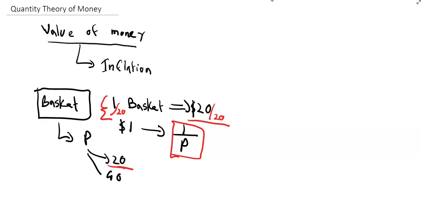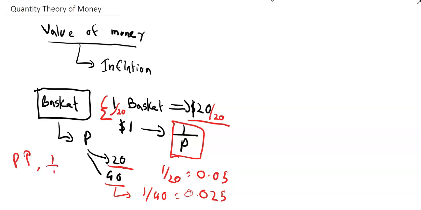If the price, let's say, is 20, then the value of $1 is 1 over 20, which is 0.05. Afterwards, if the price of this basket goes up to $40, then the value of money becomes 1 over 40, which becomes 0.025. So as you can see, as the price goes up, 1 over P decreases, which means that as price increases, the value of $1 will go down.